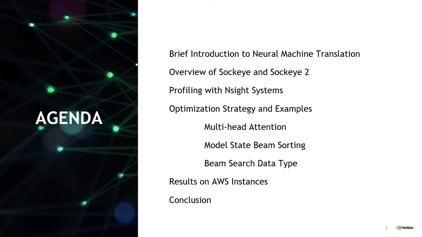application. I will then discuss my optimization strategy and provide a few examples of the optimizations that I have done to improve Sockeye's performance, namely multi-head attention, model state beam sorting, and beam search data type. Finally, we will observe some results of the performance we can now achieve using Sockeye for NMT on the G4 AWS instance.